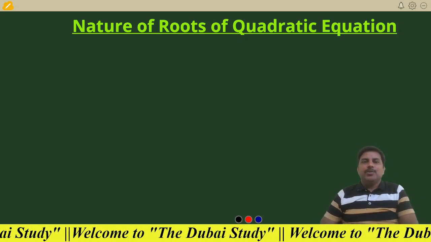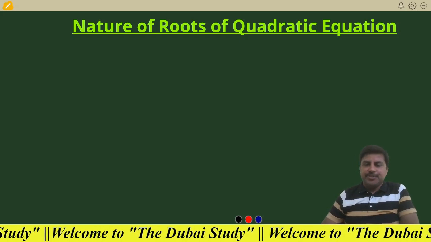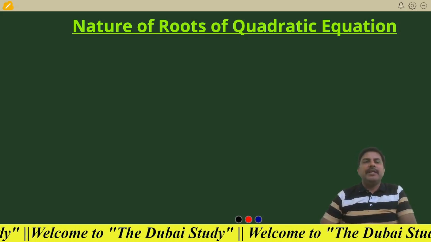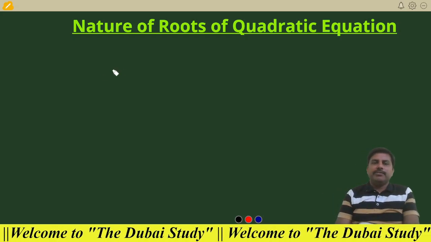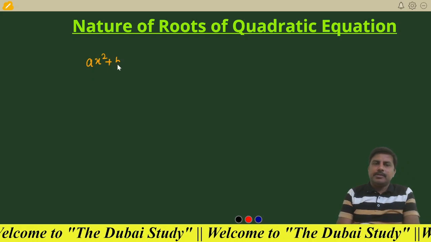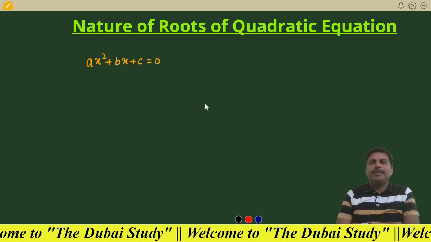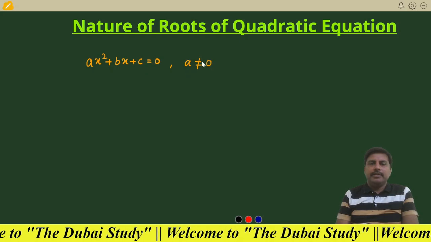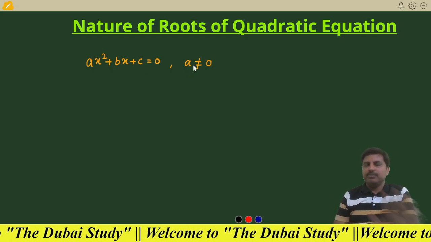I'm going to teach you one of the important concepts of quadratic equations. In this, I will teach you about the nature of roots of the quadratic equation. You know that the quadratic equation is like ax square plus bx plus c equals 0. This will be your quadratic equation where a cannot be equal to 0. That means a should not be equal to 0 for a quadratic equation.